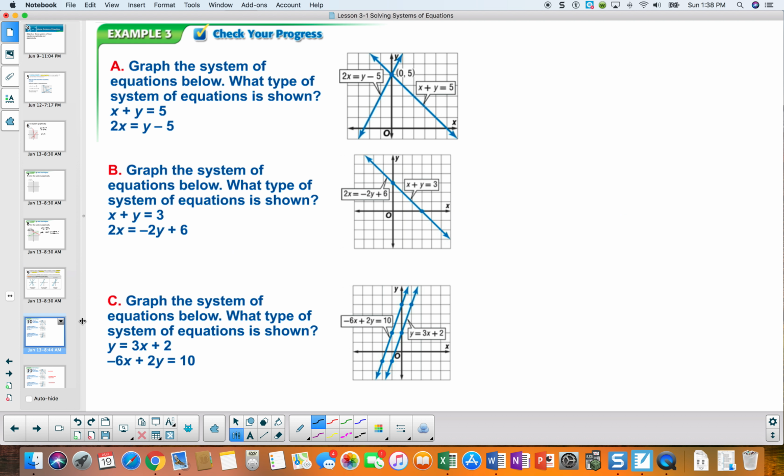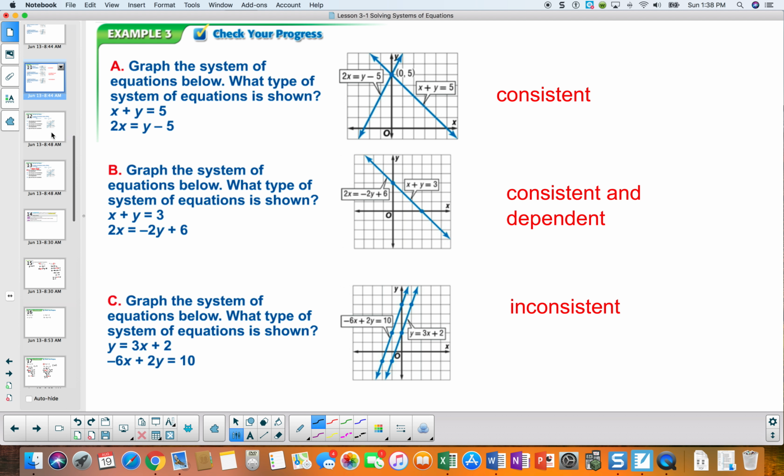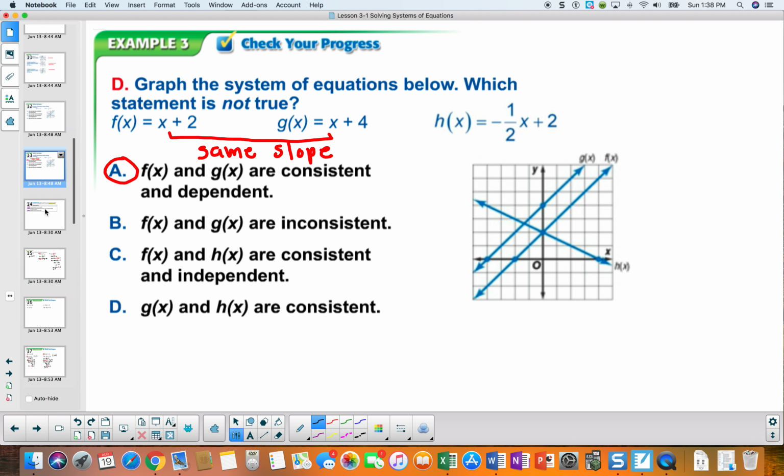Pause the screencast and decide what type each of the graphs represents. And here are the answers. Go ahead and stop the screencast to see if you can answer this question. And here's the answer. This one is the false statement because it can't be consistent because they have the same slope. Therefore, they must be parallel.